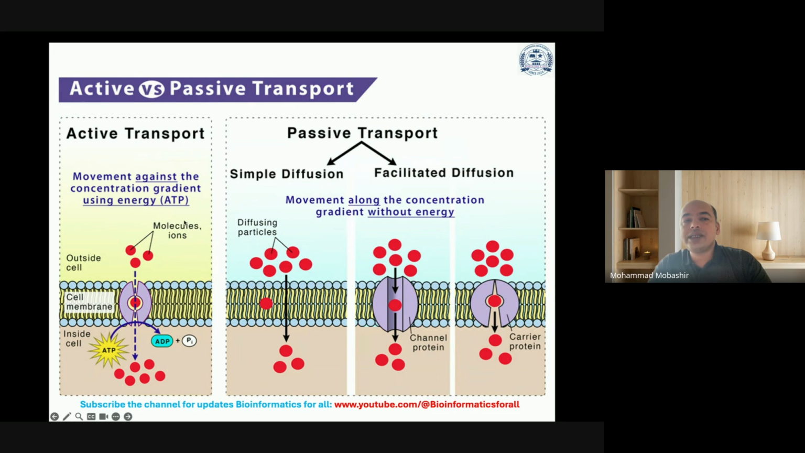So movement against the concentration gradient, as I mentioned, you need to understand by using energy in the form of ATP, and you could see easily in this way where you need the energy to spend. In passive transport, you don't need. There are two types of transport, simple diffusion and facilitated diffusion. Movement along the concentration gradient without energy is passive transport. That's the easiest definition for it, and this is a clear way to understand. I hope that this part is easy to understand.